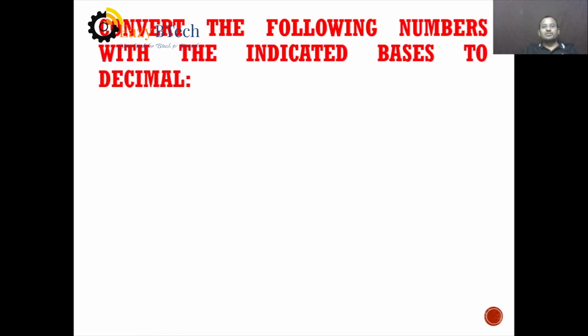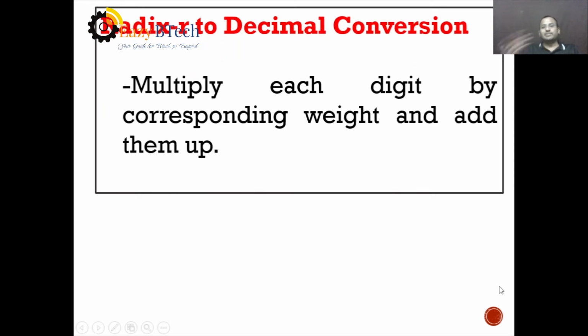So this we have seen already, binary to decimal we have seen. So apart from binary numbers, if you would like to find the corresponding decimal equivalent, how to do it? We have to multiply each digit by the corresponding weight, and then we have to add all those. So we will get the corresponding decimal equivalent.